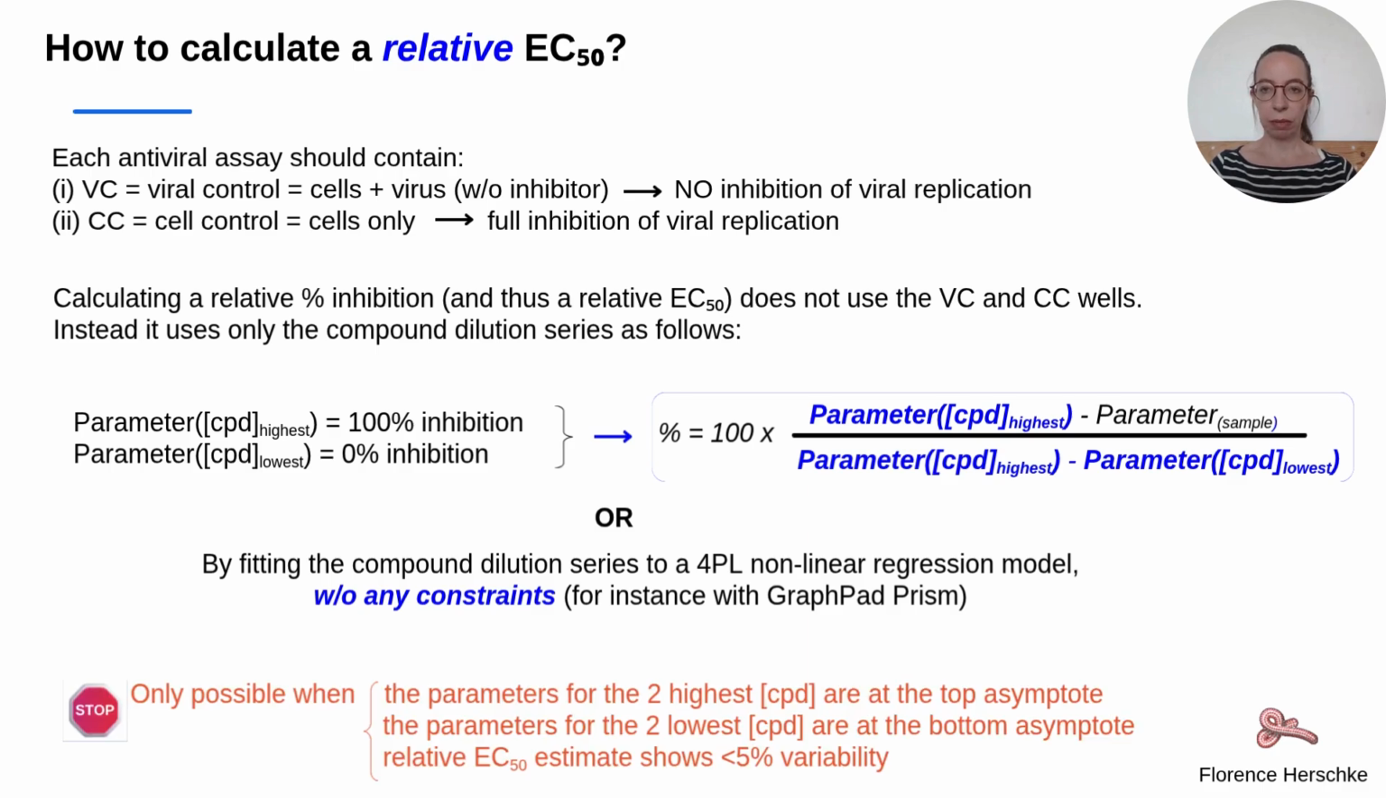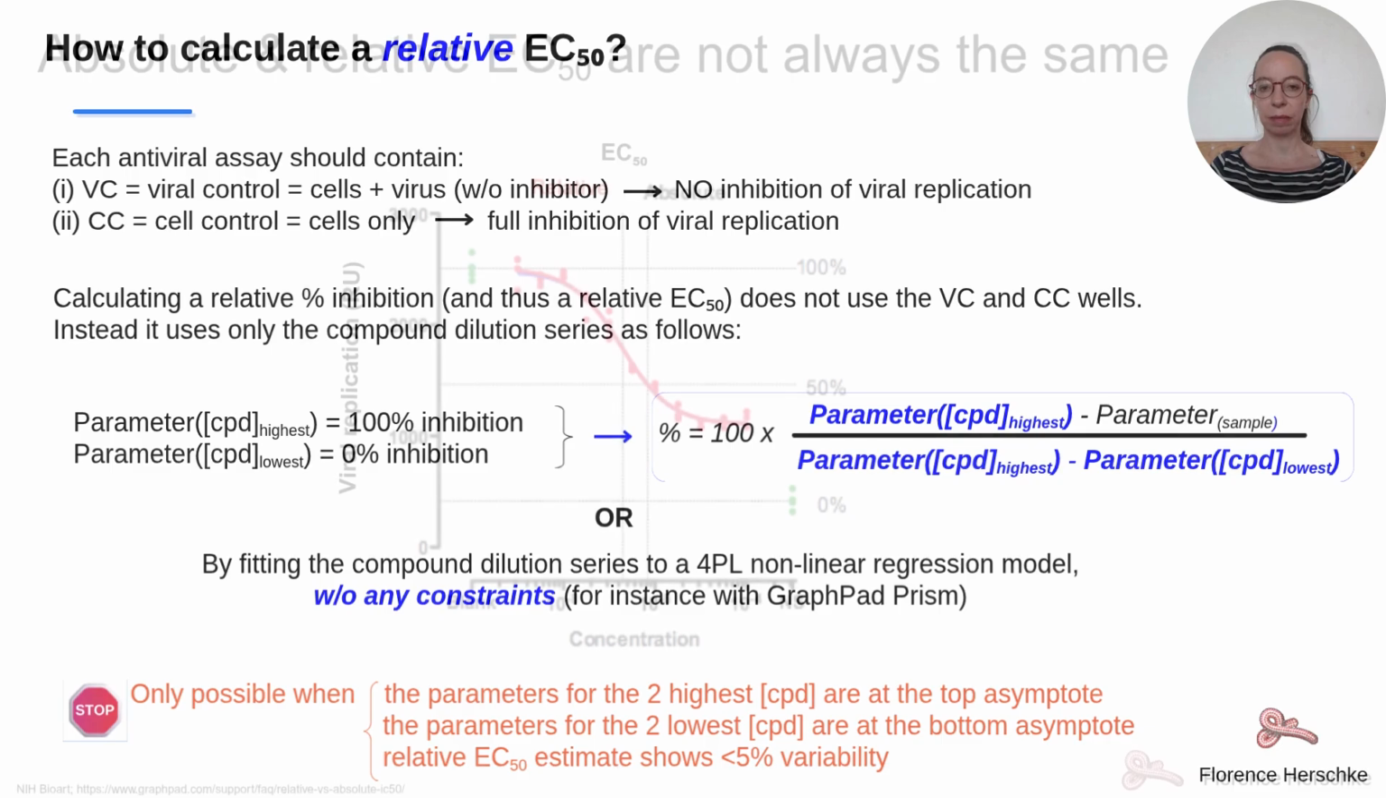As a reminder, it is only reliable to calculate a relative EC50 when the parameter you are measuring for the two highest compound concentrations are at the top asymptote, and the parameter you're measuring for the two lowest compound concentrations are at the bottom asymptote. And the EC50 estimate shows less than 5% variability.